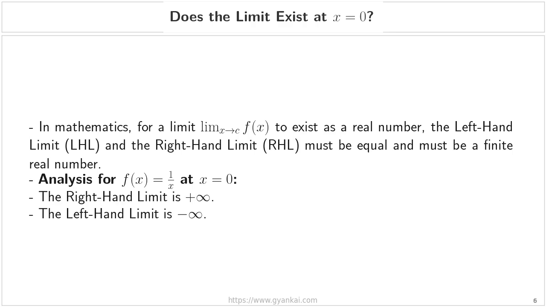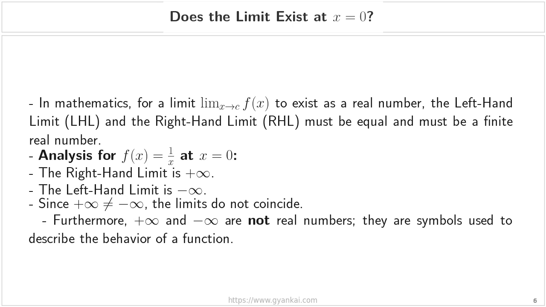As we discovered in the previous slides, the right-hand limit is positive infinity. On the other hand, the left-hand limit is negative infinity. Because positive infinity is not equal to negative infinity, the two limits do not coincide. Furthermore, it is important to emphasize that positive and negative infinity are not real numbers. They are simply symbols used to describe the behavior of a function that increases or decreases without bound.